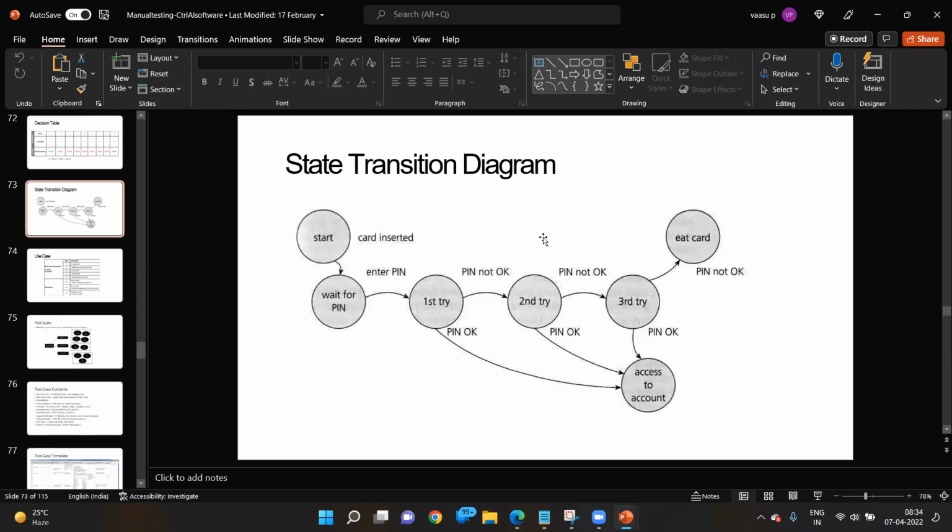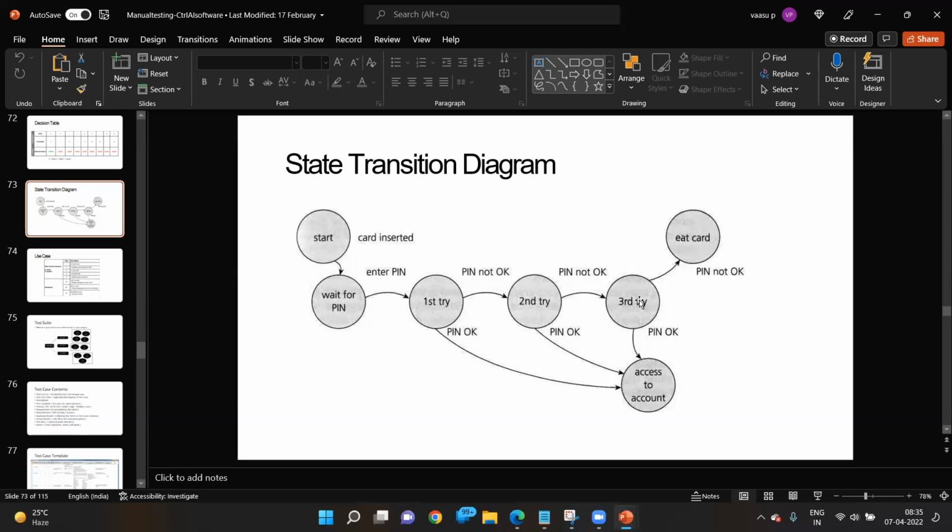Yeah, this is all about the state transition diagram. It's a pictorial representation of a simple test case or test scenario. The test scenario here is validating the PIN number against the ATM. We always start with start. Start means we insert the card. After that, we wait for PIN. After entering the PIN, on the first try, we enter an incorrect PIN. Then it gives one more chance, the second try. Again, we enter an incorrect PIN.